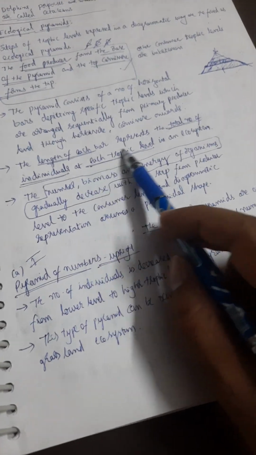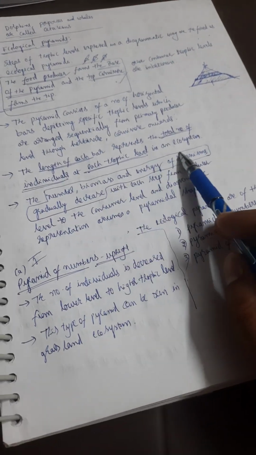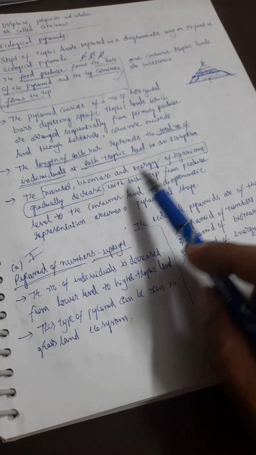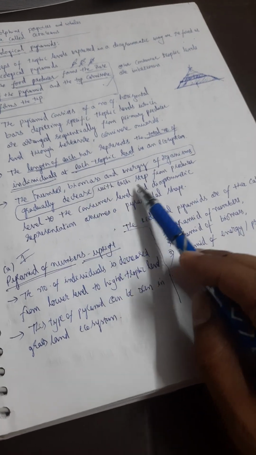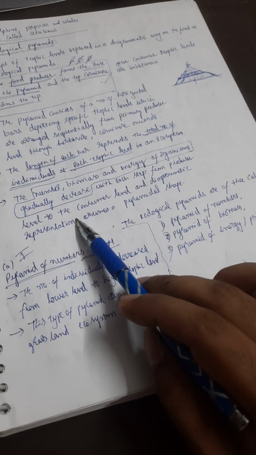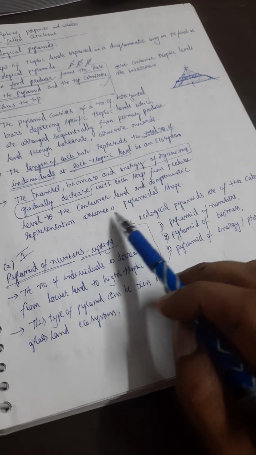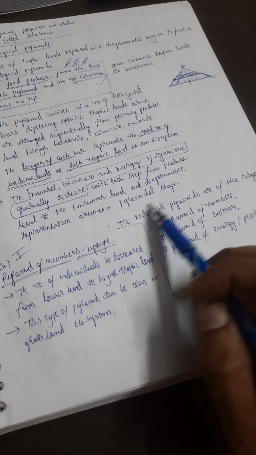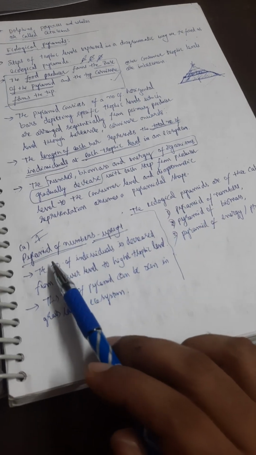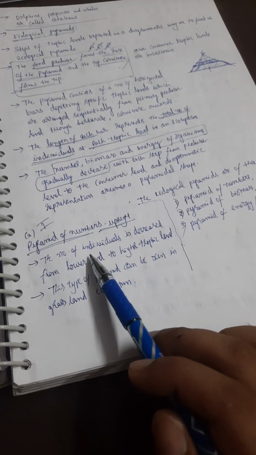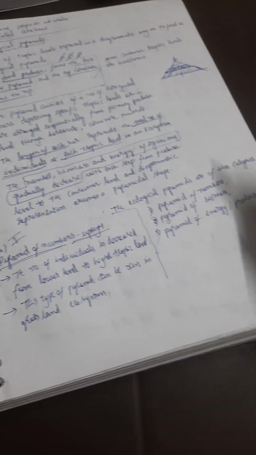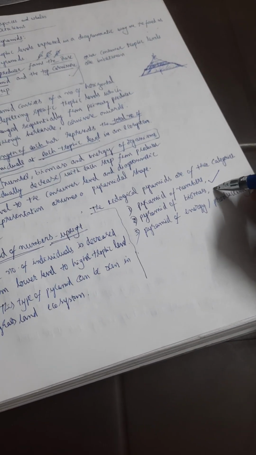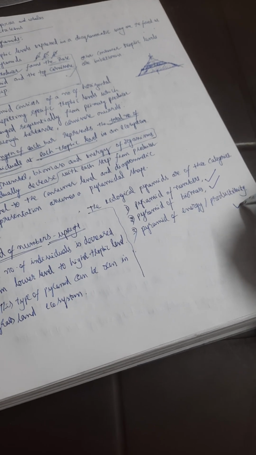The length of each bar represents the total number of individuals at each trophic level in an ecosystem. The number, biomass and energy of organisms gradually decrease with each step from producer level to consumer level, and the diagrammatic representation assumes the pyramidal shape. Again, in the ecological pyramid also there are different types. First is the pyramid of numbers, then the pyramid of biomass, and the pyramid of energy or productivity.